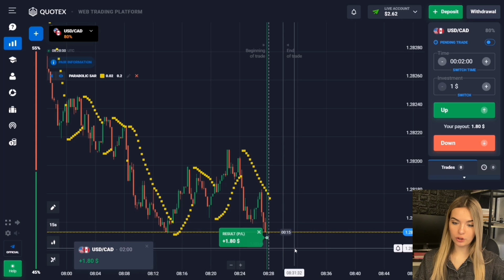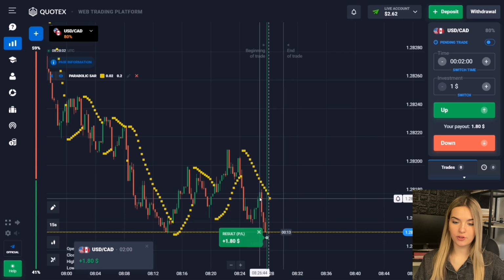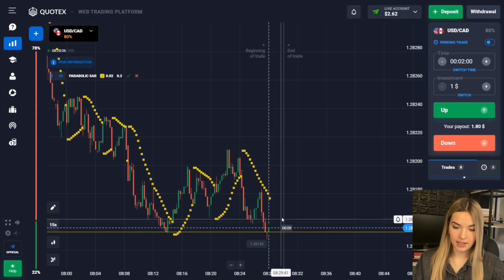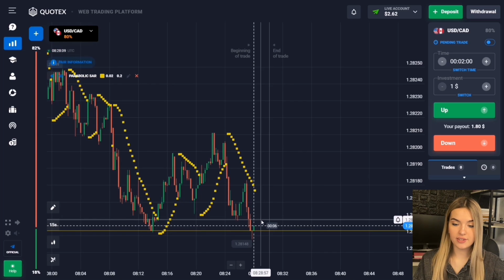Quite well, friends. After the roll back up, the downward movement continued and we got a profit. 2 minutes was just enough for us. Also, this indicator again helped us to determine the further price movement and gave us a good entry point. Everything is going great, let's continue.